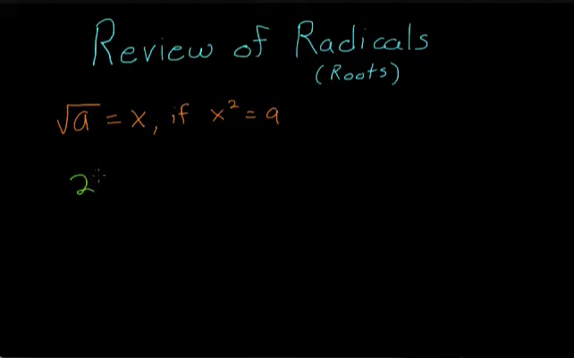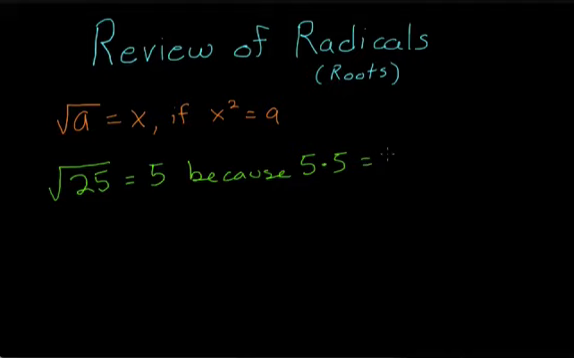So let's illustrate this a little bit more concretely. Let's say we have the value 25. Well, what's the square root of 25? You may already know the answer. The square root is 5. And why? Because if you take the number 5 and you square it, 5 times 5 equals 25. So a square root is an answer to the question, what number must you square in order to get the number underneath the radical sign, or the square root sign?